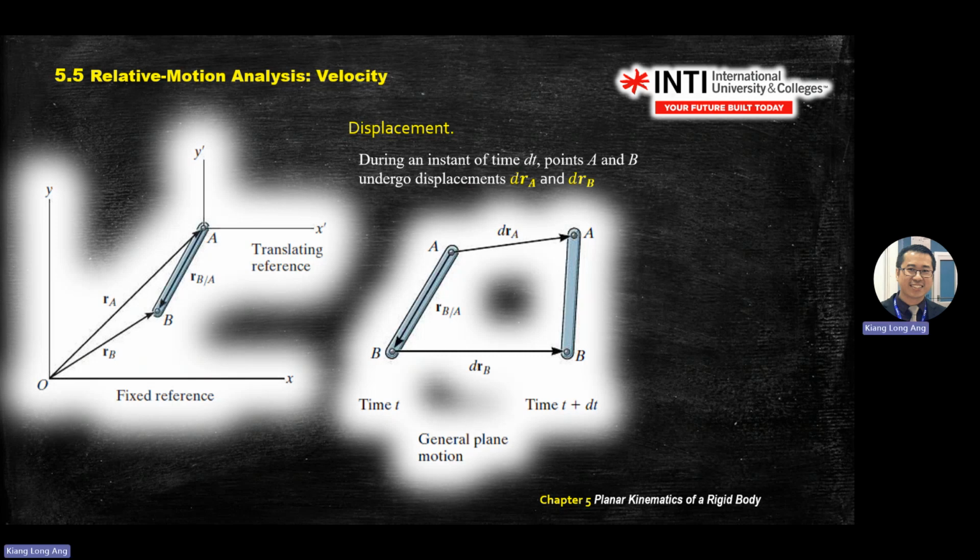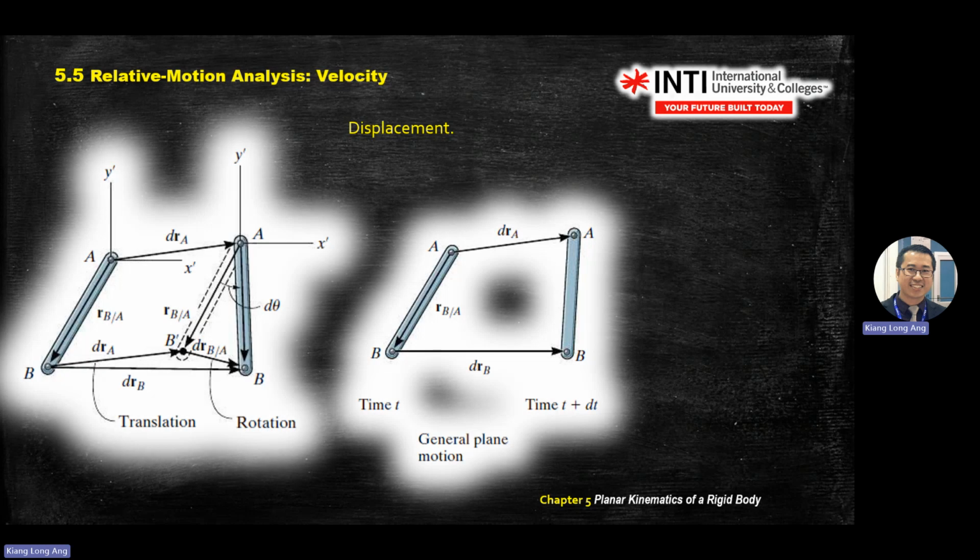Plane motion combines translation plus rotation at the same time. So how do we dissect this question? How this motion comes about is like making a movie: you slow it down and then you dissect. So the body AB translates to this side first.